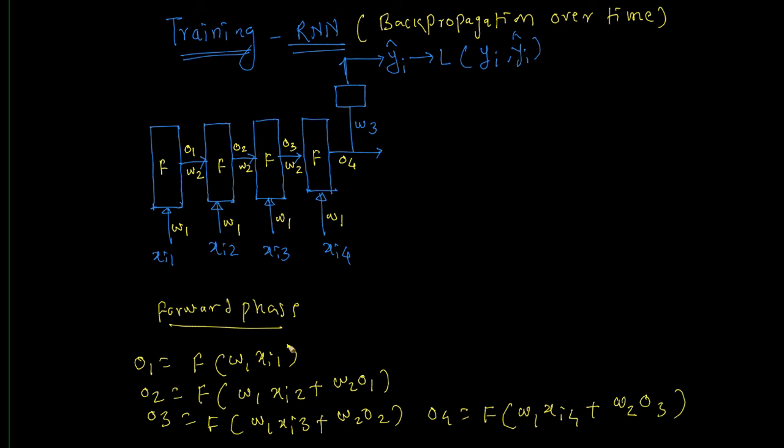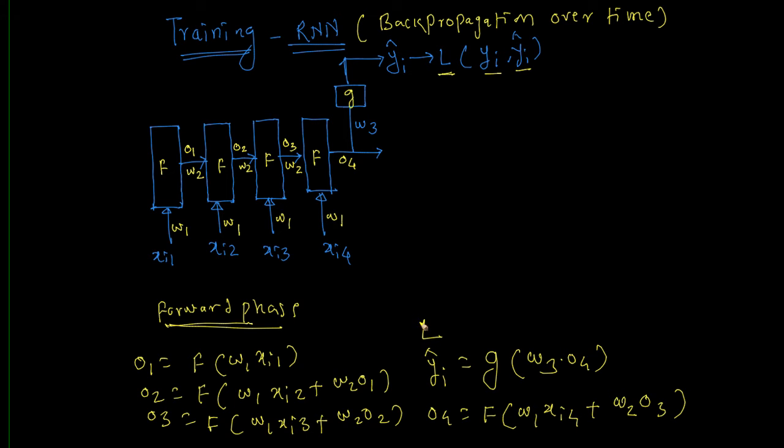So that is O4, and this is the forward phase in which we are getting the output. Similarly, I can write the final output y hat is equal to g of w3 into O4, because the activation function here is g. And finally, we compute the loss, which is the difference between the predicted output and the actual output. This can be a simple log loss.